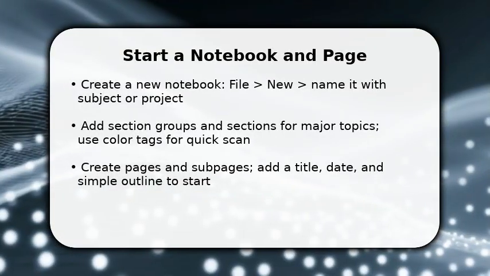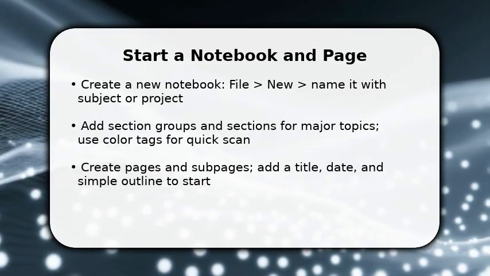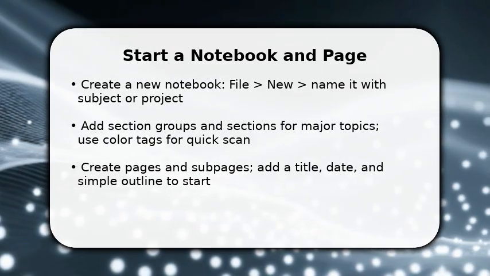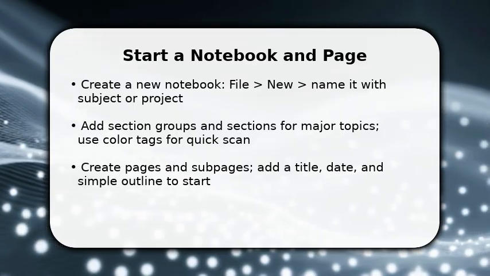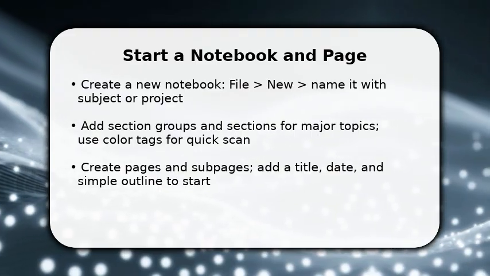You begin by creating a dedicated notebook for this subject. Choose a clear name so you can find it fast. Once created, add section groups and sections to reflect major topics, then open a page and give it a descriptive title and date. Next, add a simple outline to guide your notes.